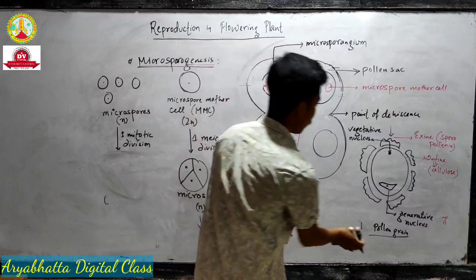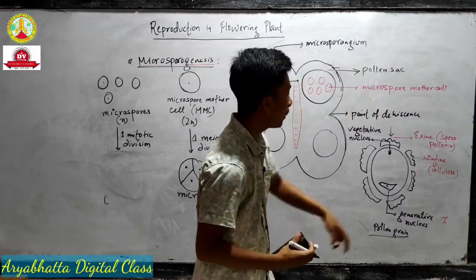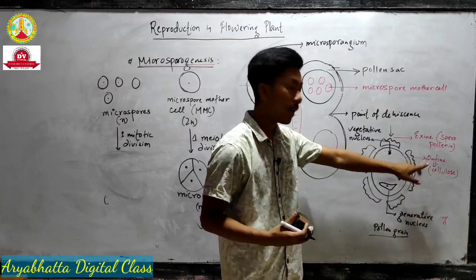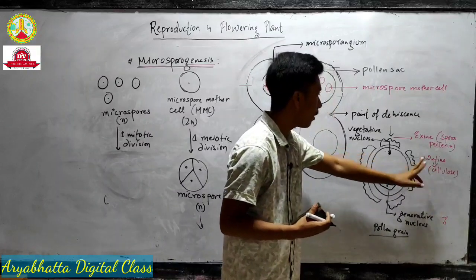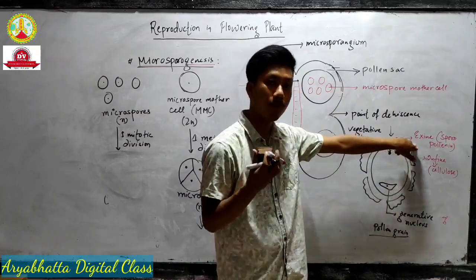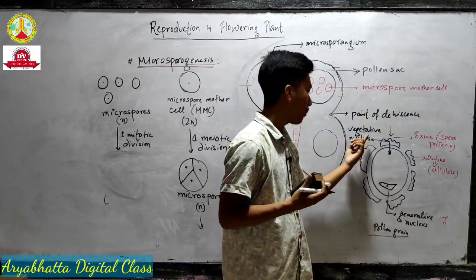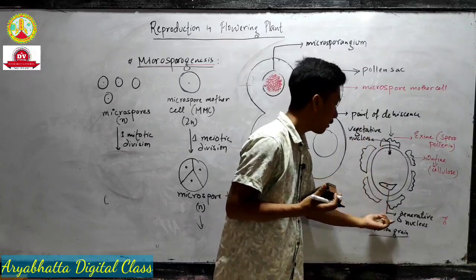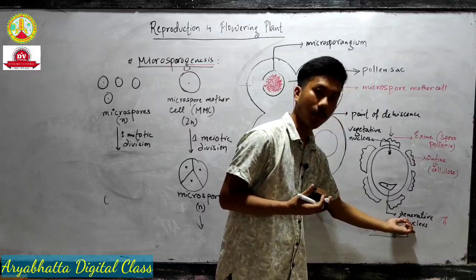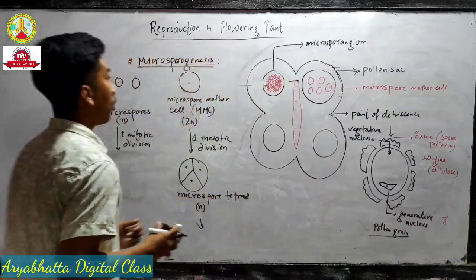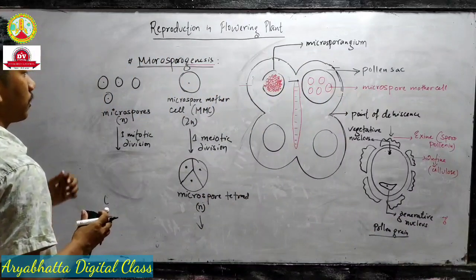Okay, the pollen grain has two layers, intine, which is inside. It is made up of cellulose, and outer layer exine, which is made up of sporopollenin, and the nucleus divides into two. One small nucleus is known as vegetative nucleus and the other one is known as generative nucleus. Okay, so this is the overall process of microsporogenesis.